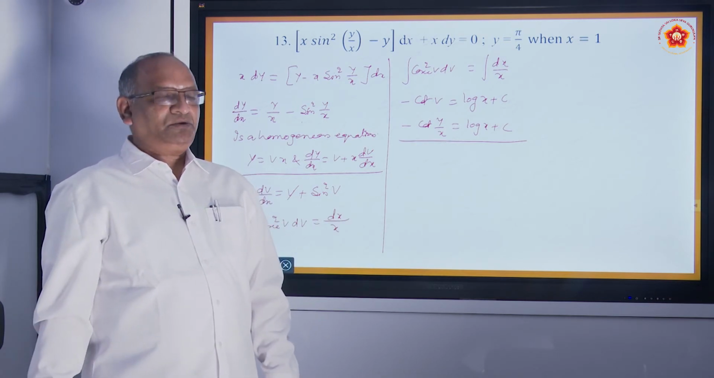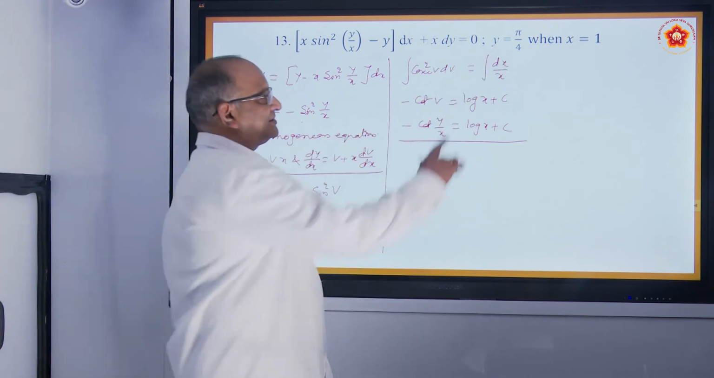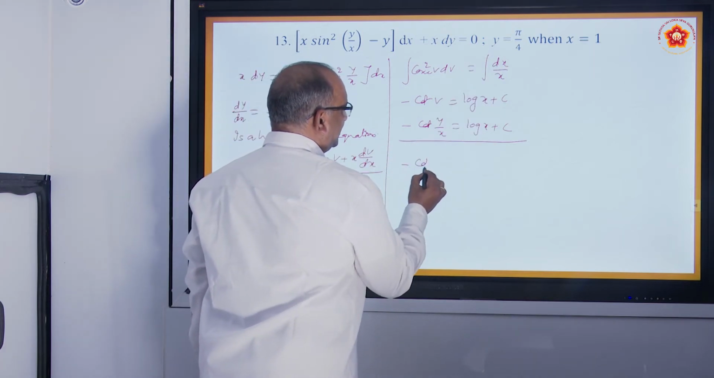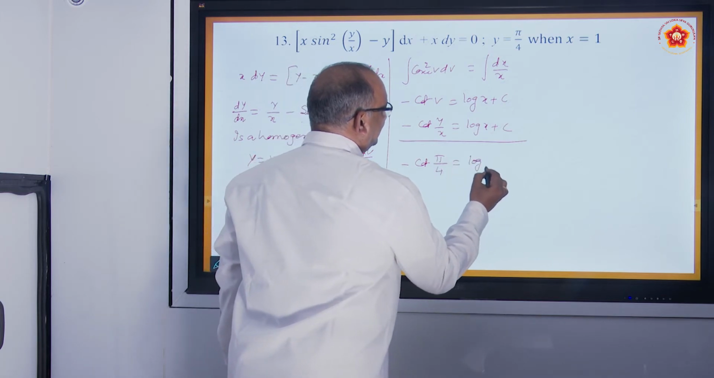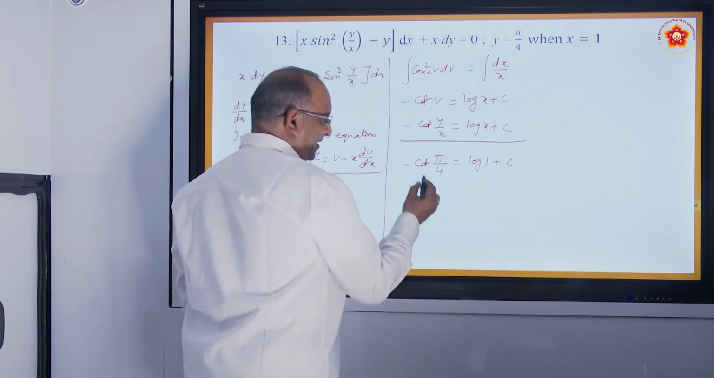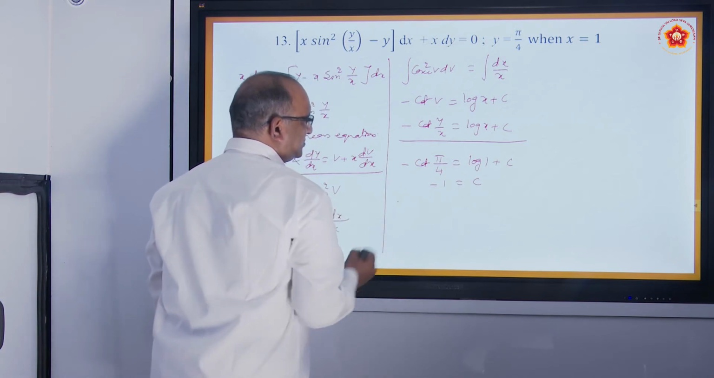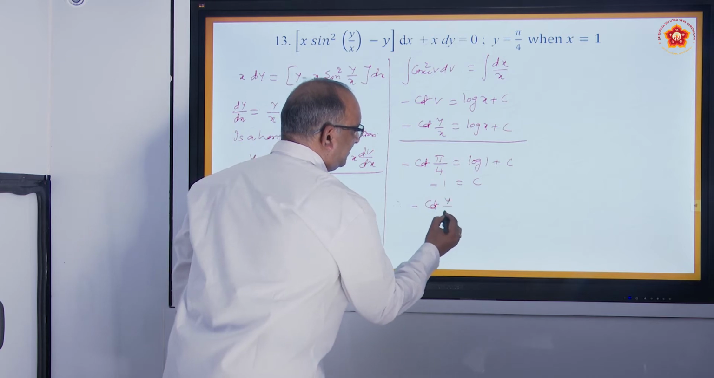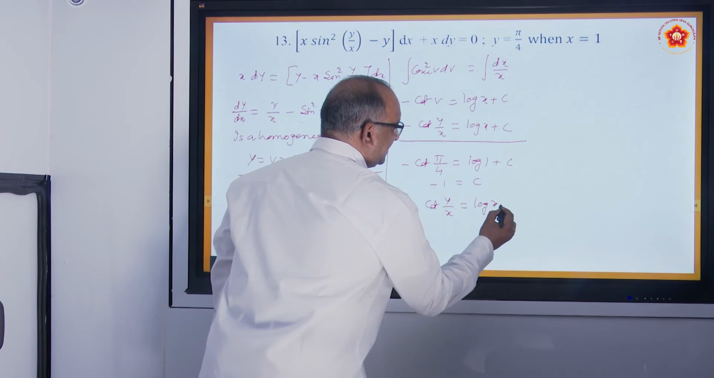So, what do we need to do? Substitute the values of x and y to find c. x is 1, y is pi by 4. So, it will become minus cot pi by 4 equal to log 1 plus c. Log 1 is 0, cot pi by 4 is 1. So, minus 1 is equal to c. Hence, the particular solution is minus cot y by x equal to log x minus 1.